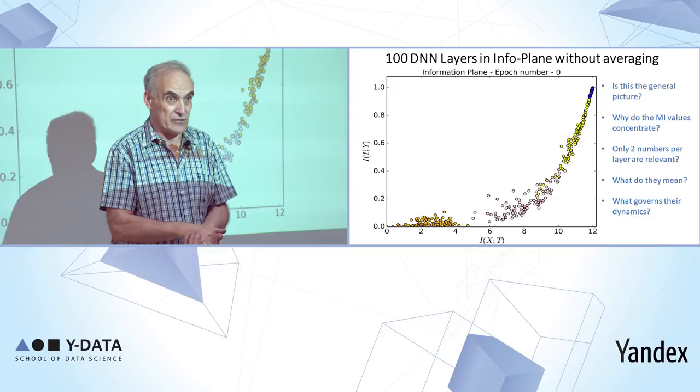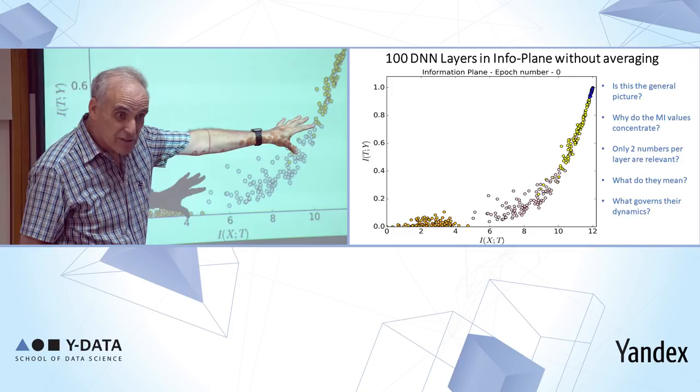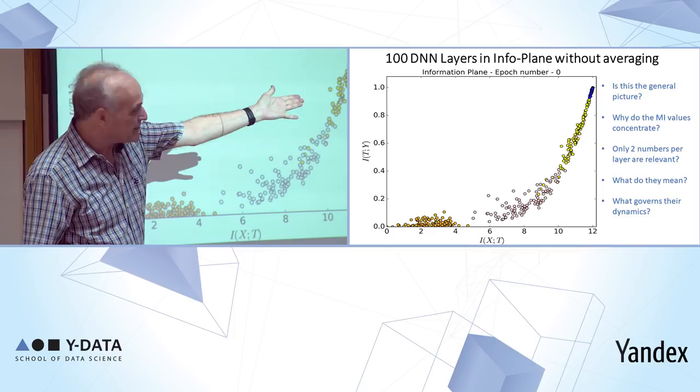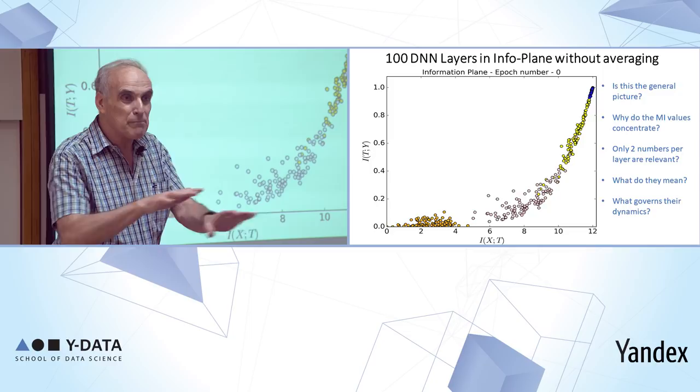Okay? So essentially this is just counting. You have the joint distribution, you count how many X's fall into how many T's, and then you normalize and calculate this. This is a small problem, only 4,096 patterns. Everything can be done almost by hand. I mean, okay, it's not really by hand, but it's a very simple program.